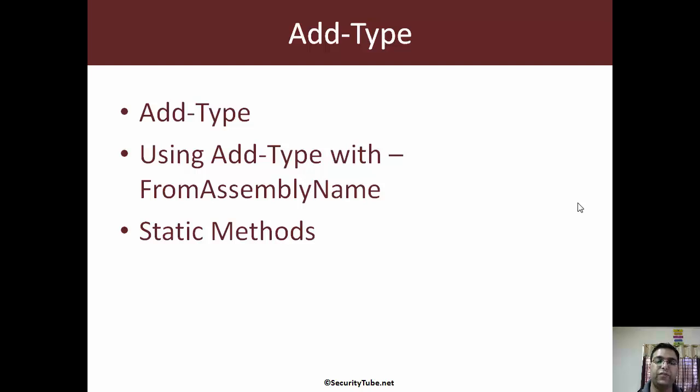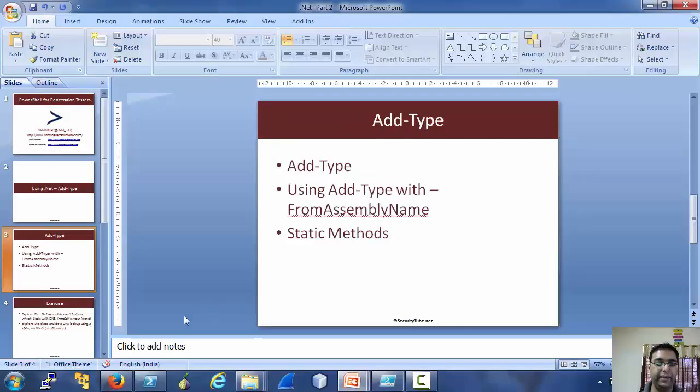Add-Type provides for 4 ways to include .NET classes and code in PowerShell code or session. Let's use the one which allows to load assemblies by the assembly name.